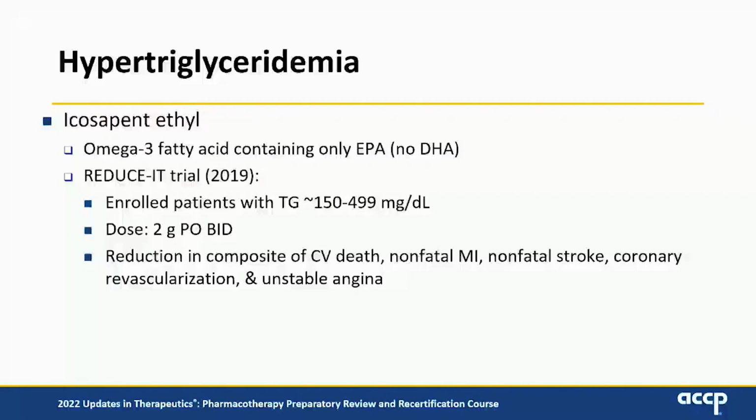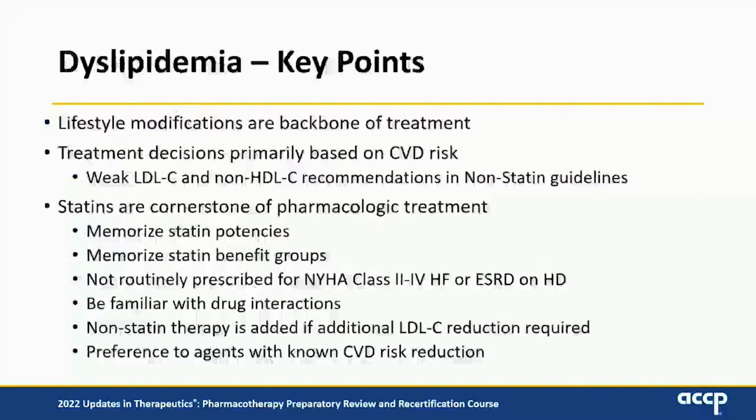And so in a recent REDUCE-IT trial that looked at patients with a triglyceride range of about 150 to 499, they dosed this agent at 2 grams twice daily, and they did find a reduction in the composite of cardiovascular death, non-fatal MI, non-fatal stroke, revascularization, and unstable angina. So for this reason, the guidelines do specifically recommend this drug as one that you could consider in this patient population.